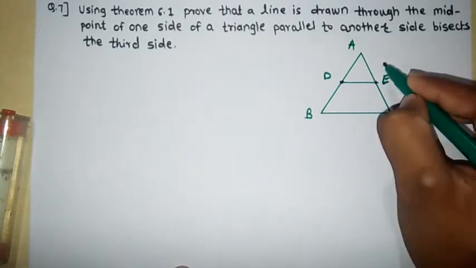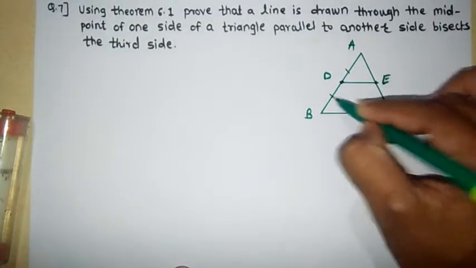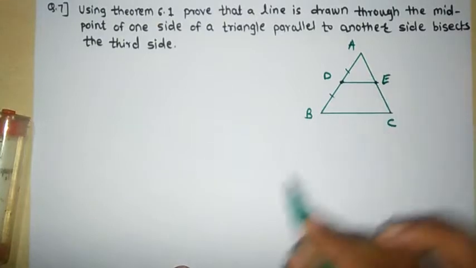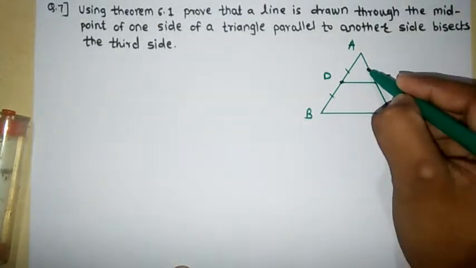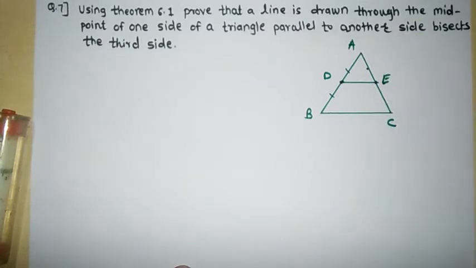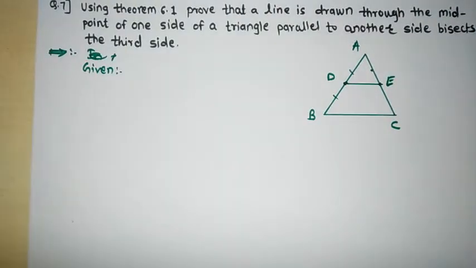What do we have to prove here? We know that AD is equal to DB, because we have assumed D is the midpoint. Now what we have to prove is that AE is equal to EC.